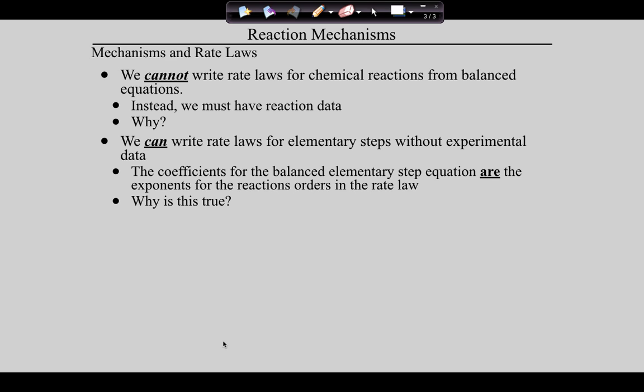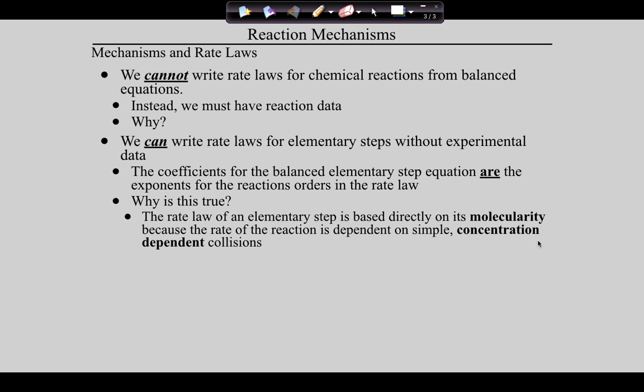Does that make sense? So guys, what we're going to say then is this. The rate law for an elementary step is based directly on its molecularity. Why? Because the rate of the reaction is dependent upon simple concentration-dependent collisions. There's nothing going on behind the scenes. What you see is what you get. End of story. The unimolecular, bimolecular, termolecular.